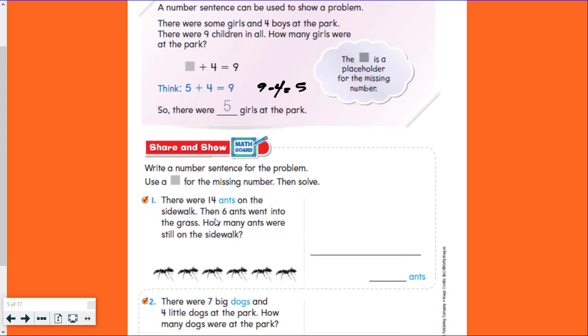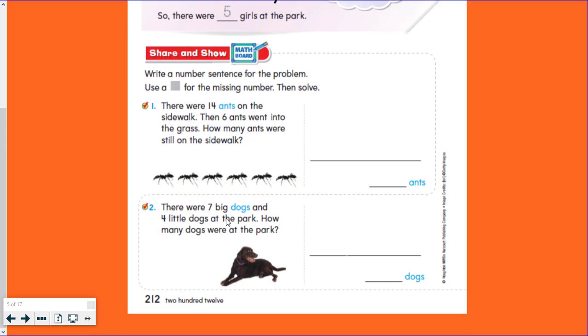Let's continue. Let's go down to the share and show. It says, write a number sentence for the problem, use a gray square for the missing number, then solve. Okay. So the first problem says there were 14 ants on the sidewalk. Then 6 ants went into the grass. How many ants were still on the sidewalk?